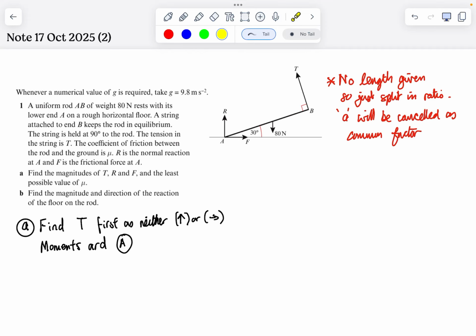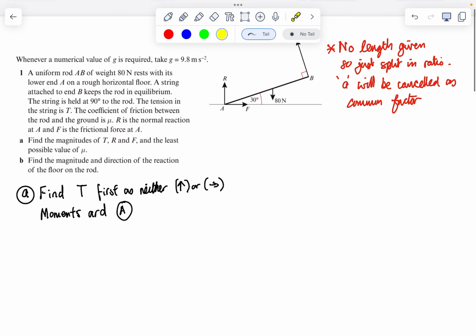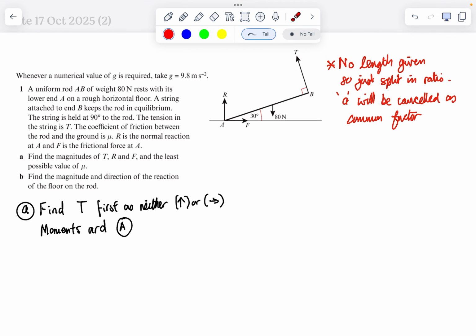Okay, so here's the question from earlier on. We've got basically a rod, and we're told that our rod is uniform. So we know that it has its mass in the center. We've got a rod, but they don't tell us how long it is. So if it's got no length and we're going to split it, it's just in a ratio. So let's call this half A and this half A, okay? And like we saw before, basically this will not be cancelled out anyway.